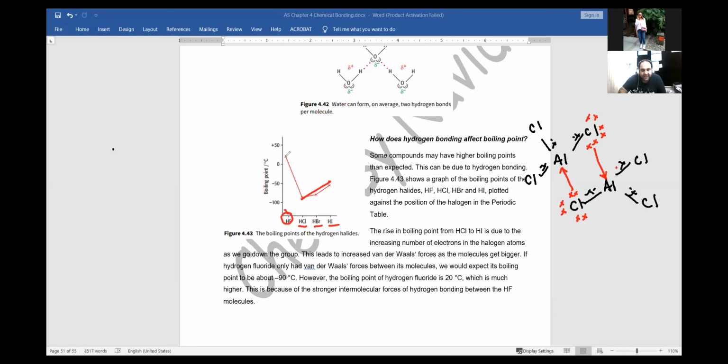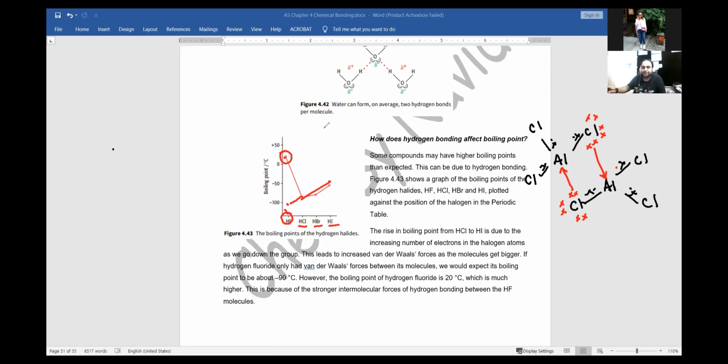Why is HF the highest? Wasn't it supposed to be here? Why is it here? It has strong hydrogen bonding. So that is why although it's supposed to be a gas at room temperature, actually it's a liquid due to hydrogen bonding. Everybody clear about this? Yes, sir.